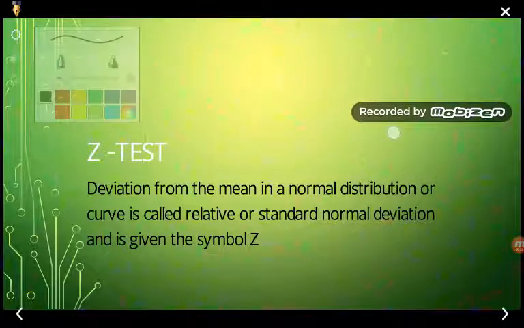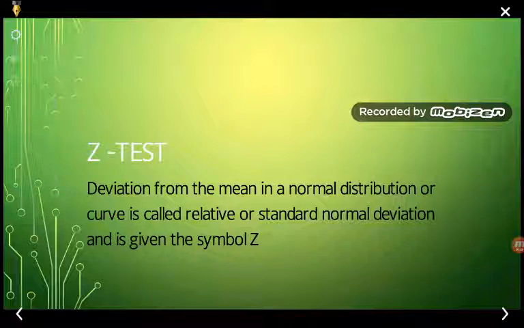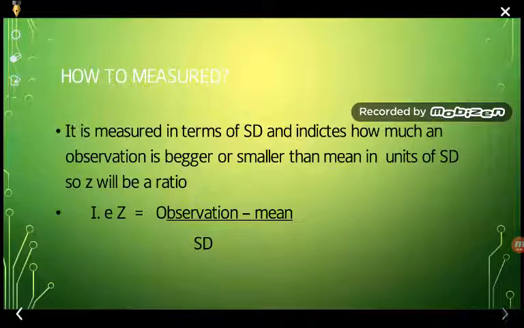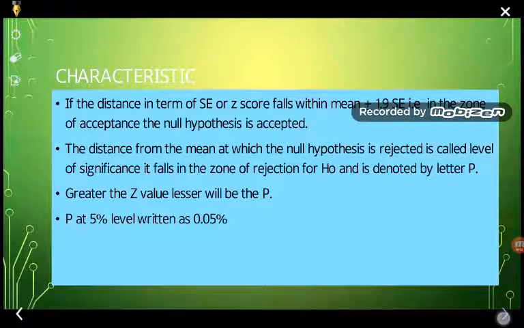You already know that Z test can be defined as a deviation from the mean in a normal distribution curve, and it is called relative or standard normal deviation. So the Z test is also said to be the standard normal deviation or the relative deviation, and it is given by the symbol Z. Today we are going to see the working procedure of the Z test.